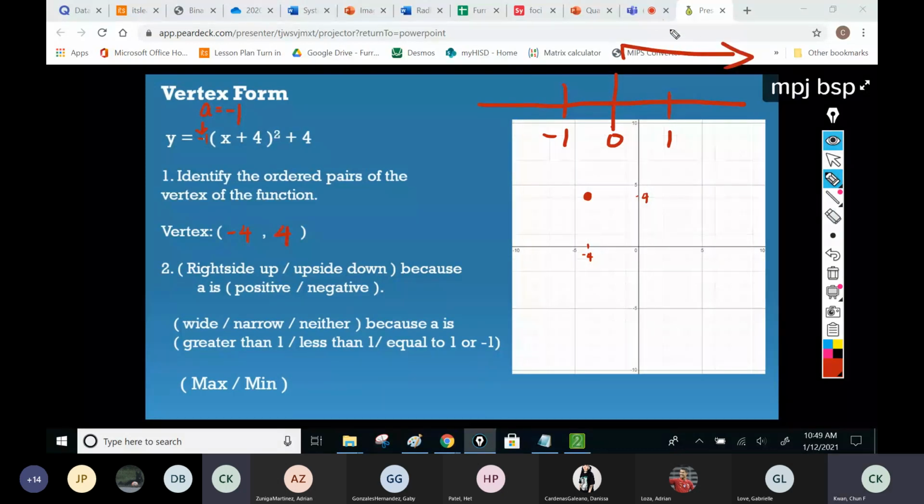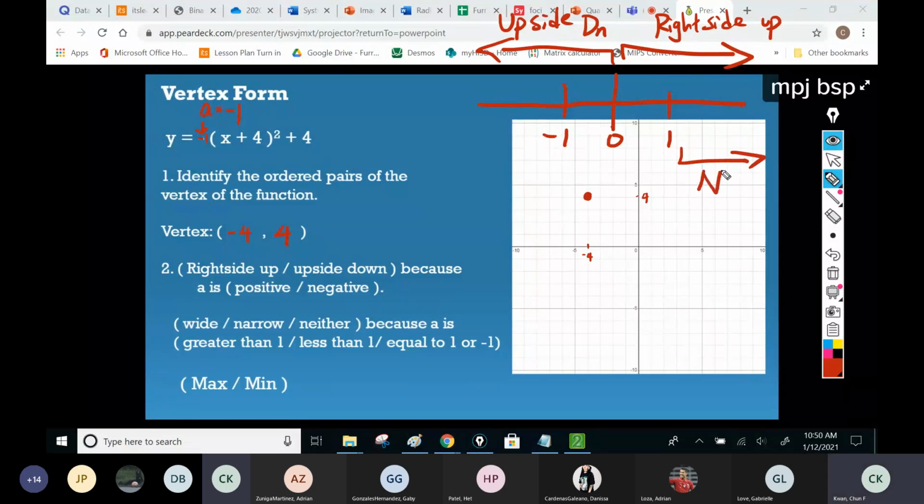So a positive number is right side up. A negative number is upside down. And then greater than 1 is narrow. Less than -1 is also narrow. In between them, this is going to be wide.